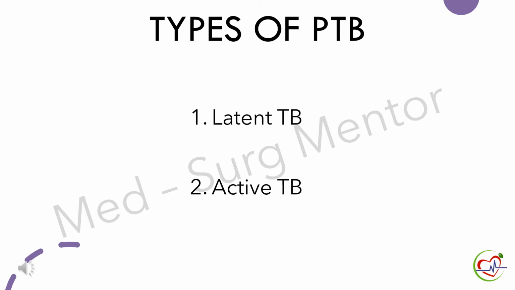Types of pulmonary tuberculosis. There are mainly two types of pulmonary tuberculosis, and they are latent and active tuberculosis. Latent tuberculosis occurs when the bacteria in the body is inactive and causes no symptoms, and it is not contagious. But it can turn into active TB, so the treatment is important. Active tuberculosis means tuberculosis bacteria is active and highly contagious.